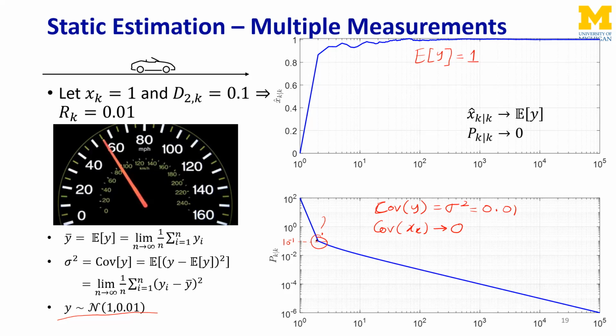Actually, shouldn't this be 0.02? No. There must be an error because I do remember setting it to 0.1. It is possible that in the simulation this was set to 0.1, not 0.01, because this kink occurs at the value of R_k. Anyways, in this region, your state estimate is better, and that's why the covariance decreases slowly. And in this region, your measurements are better.